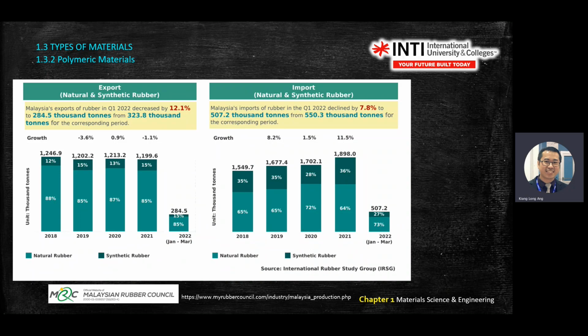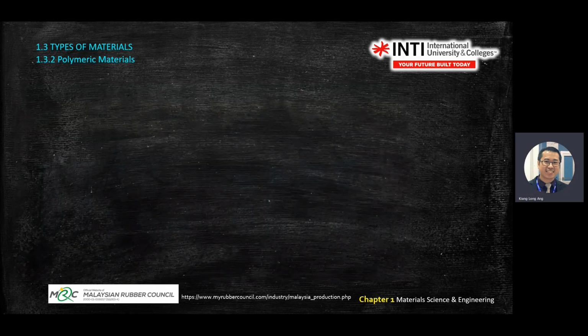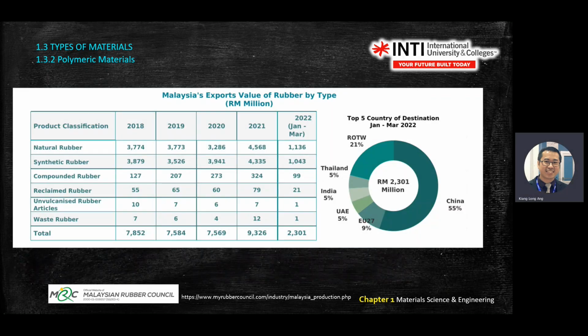Then this one is another one. The rest you can read now. This is the Malaysia export, the categories of rubber that we export: natural rubber, synthetic, compound, reclaim, and so on. Just in case you do your internship later with the rubber industry, maybe Top Glove, these are the general ideas that you should understand.